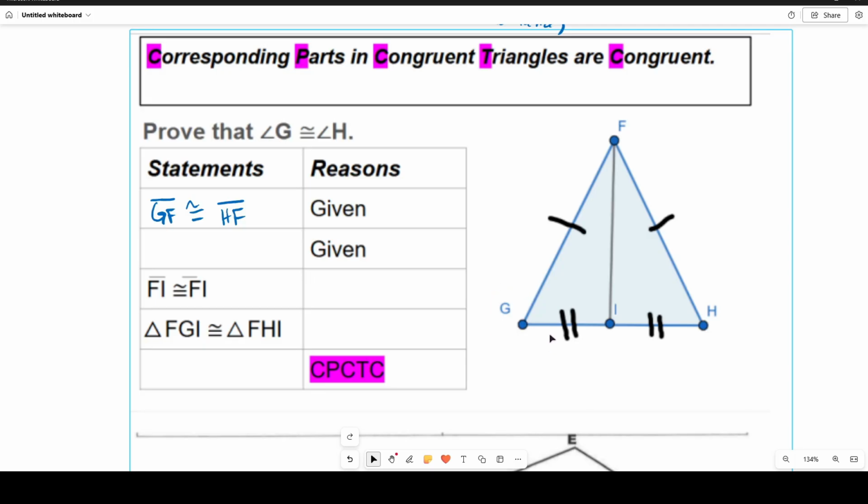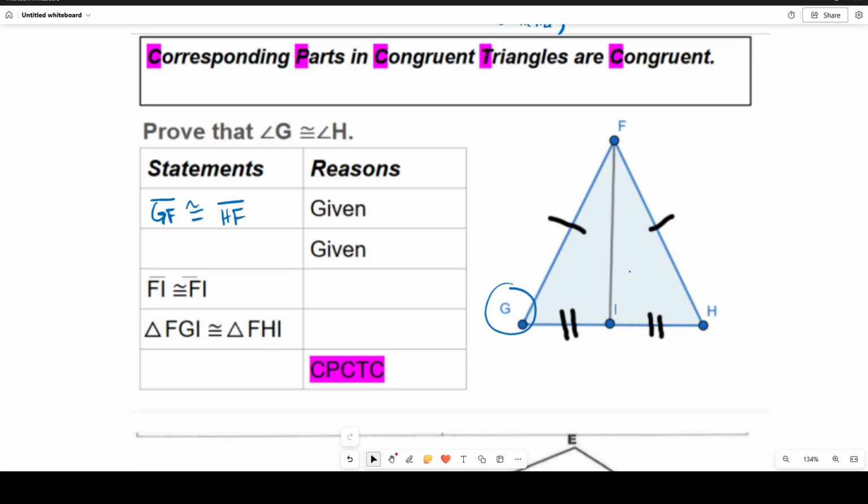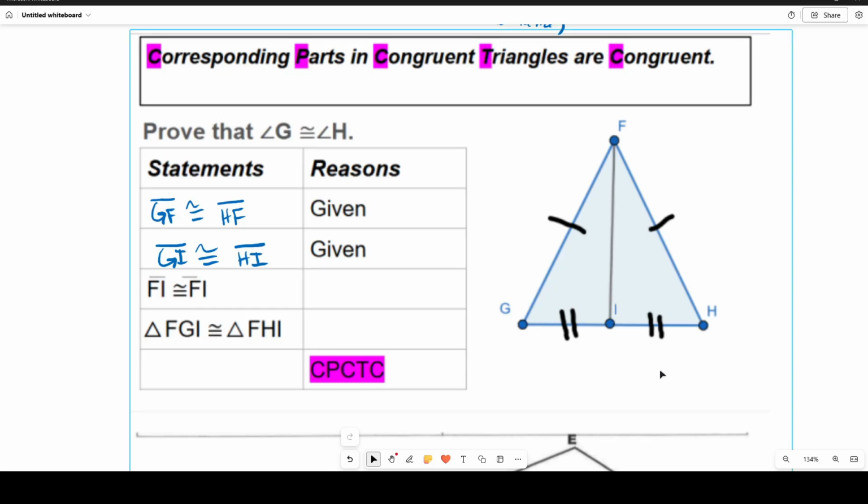So like this angle G right here, this is the angle in the middle of side 1 and side 2. Well, I is not in the middle of those two. So when we say GI, we're starting at the angle in the middle of them and going to the angle that's outside of them. So when we name this side, we have to start with the angle in the middle of the two sides, H, and go to the angle that's outside of it. So here we would say side GI is congruent to side HI. That's also given by the picture.